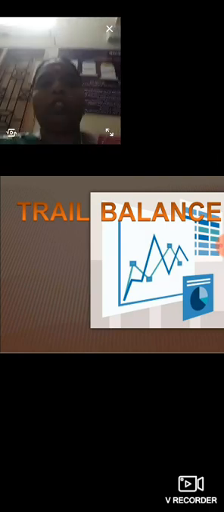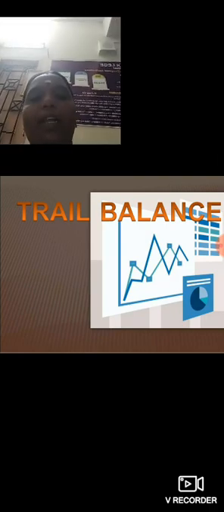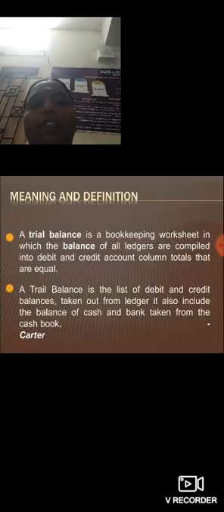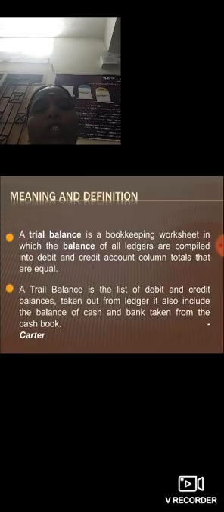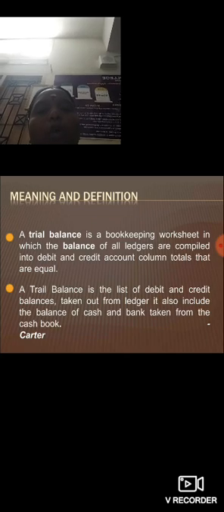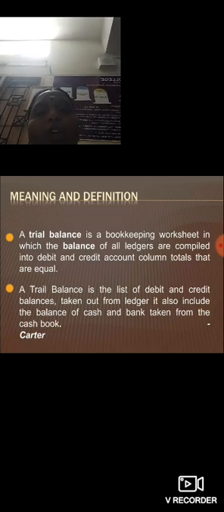Morning students. Now we are going to see about the trial balance. Trial balance is nothing but a bookkeeping worksheet in which the balance of all the ledgers are compiled into debit and credit column totals that are equal.